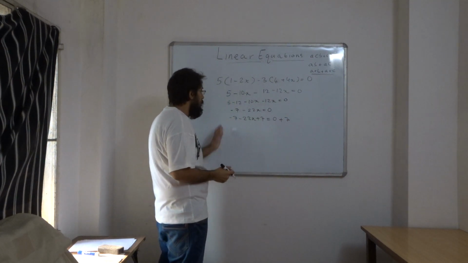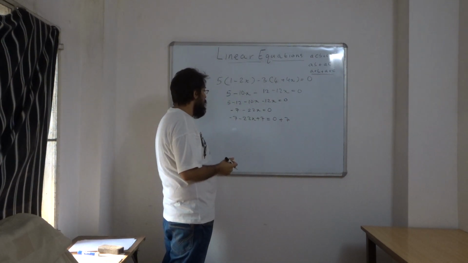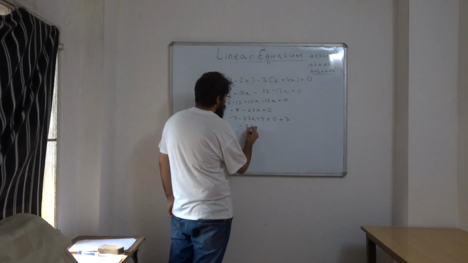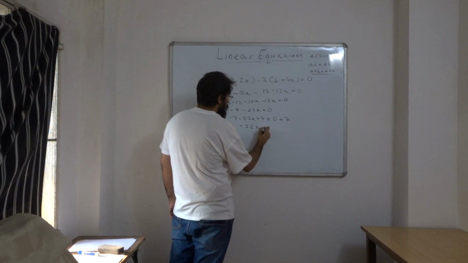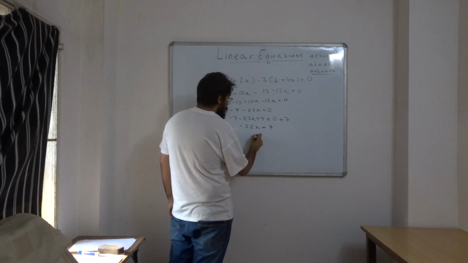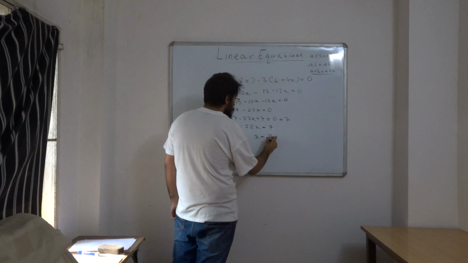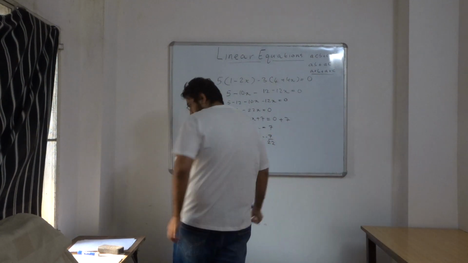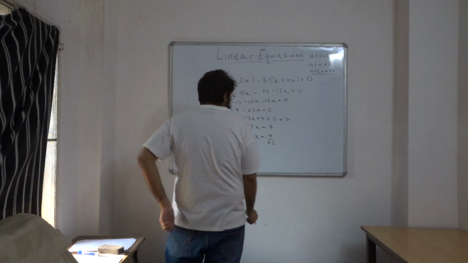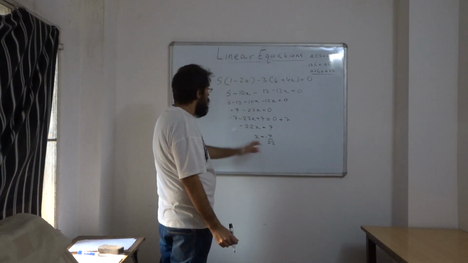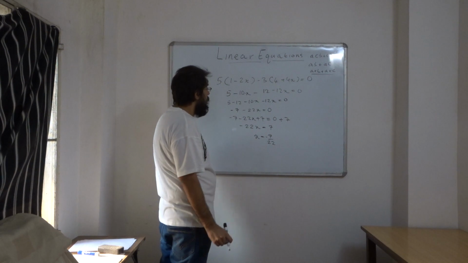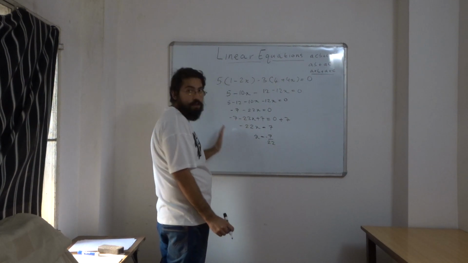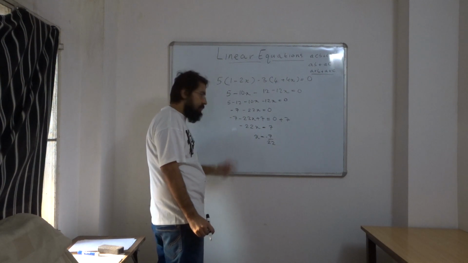So like I told you guys, this is what you do. So negative 7 and positive 7 cancel out, and you have negative 22x. Then you get 7. So then x equals negative 7 over 22. So that's your answer. Okay? So this is how this sort of linear equation is solved.